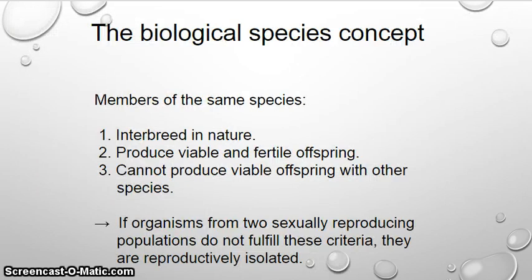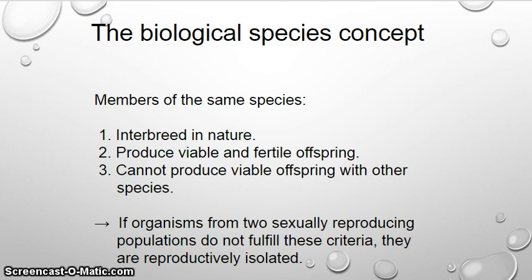So as we've mentioned before, the biological species concept classifies members of the same species as those who can interbreed naturally and produce viable and fertile offspring. And viable means able to survive, and fertile meaning able to reproduce themselves.